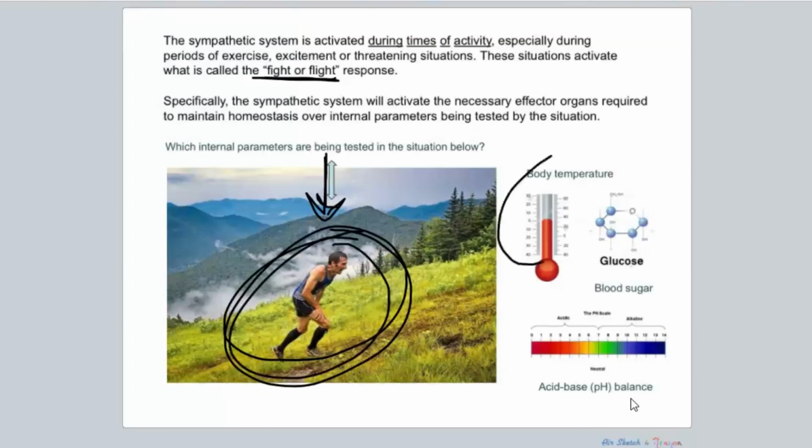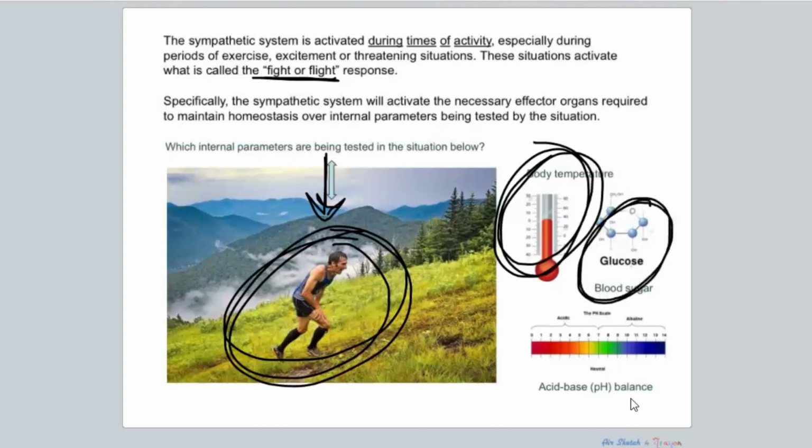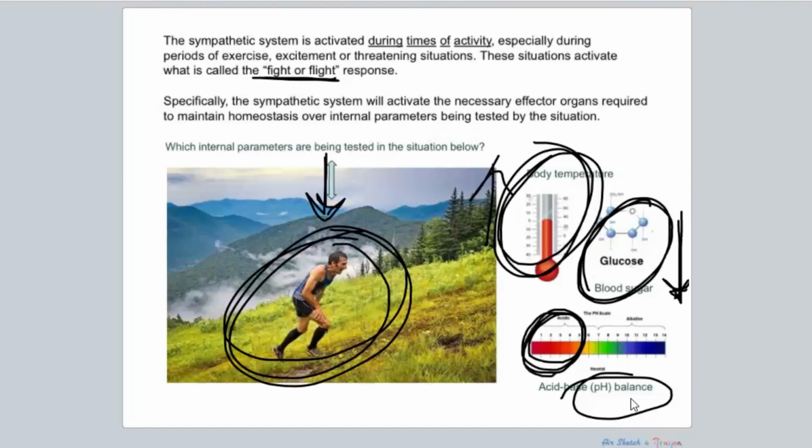Well, we have body temperature. Okay, body temperature goes up. Blood sugar levels. What's happening to blood sugar levels? Well, they're dropping. So temperature up, levels low. What about acid base or pH balance? That's being tested as well. And specifically, when you're exercising, your body tends to drift toward the acidic side, and we want to get that back. So all of these things here are going to be corrected by the sympathetic nervous system.